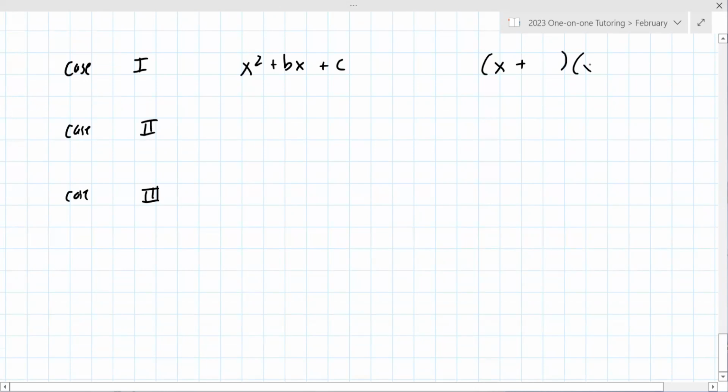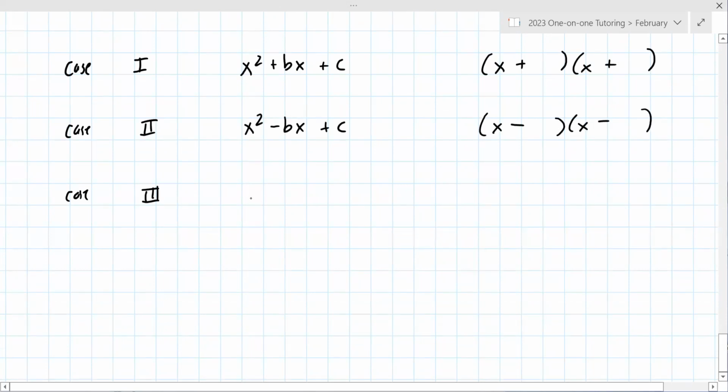So the summary here is there's three cases, case 1, case 2, or type 1, type 2, type 3. Case 1 is x squared plus bx plus c. So think of it as the positive case, and your answer is x plus. The second case we did is x squared minus bx plus c, and your answers were x minus.